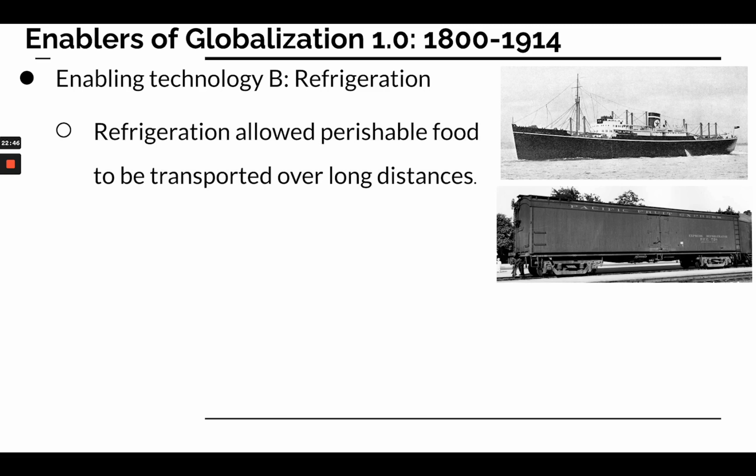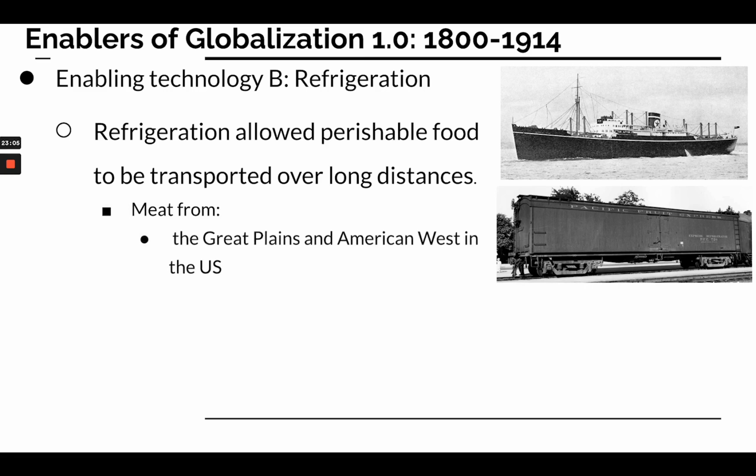And what refrigeration allows, then and now, is for perishable food, food that's subject to spoilage, fresh vegetables, fresh meat, fresh fruit, to be transported over very long distances. In this time period, largely what we're talking about is meat.